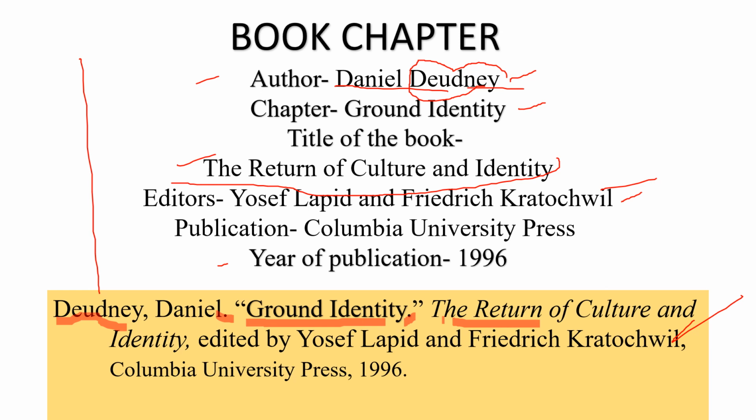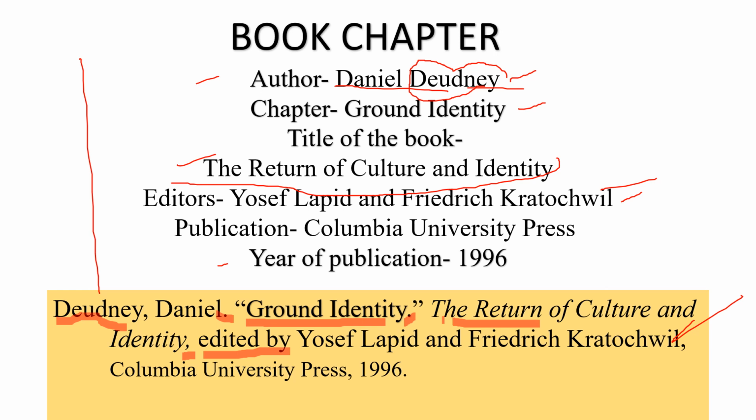Okay, so for a book chapter, you have to put the chapter title inside double inverted commas, and the title of the book is to be kept in italics. Then a comma, then you write "edited by" and the names of the editors, or if there is a single editor, you put the name of that editor.